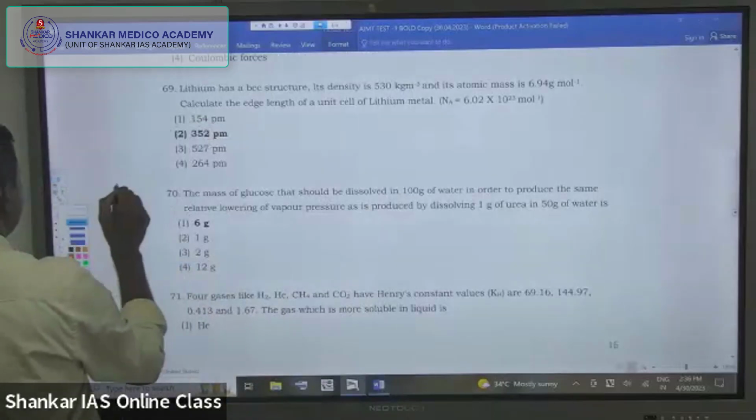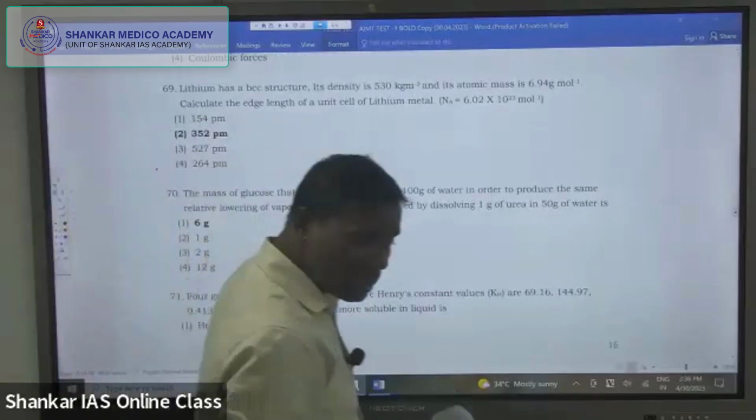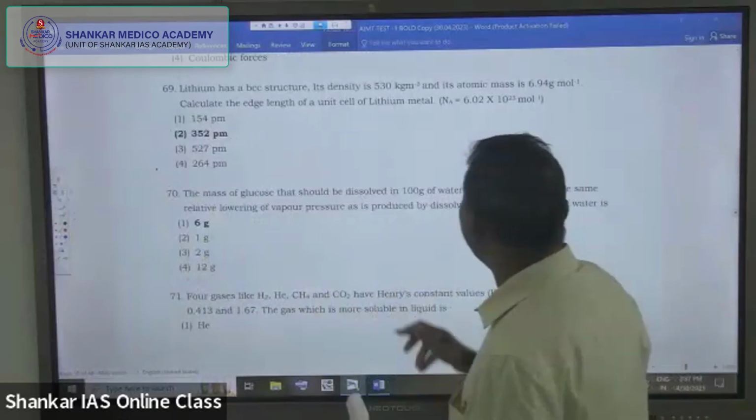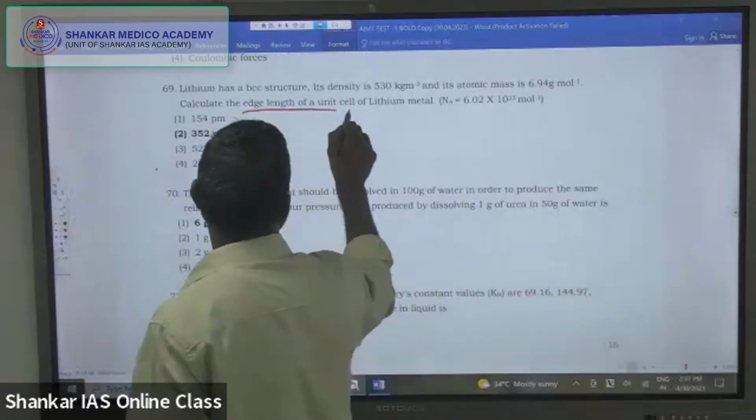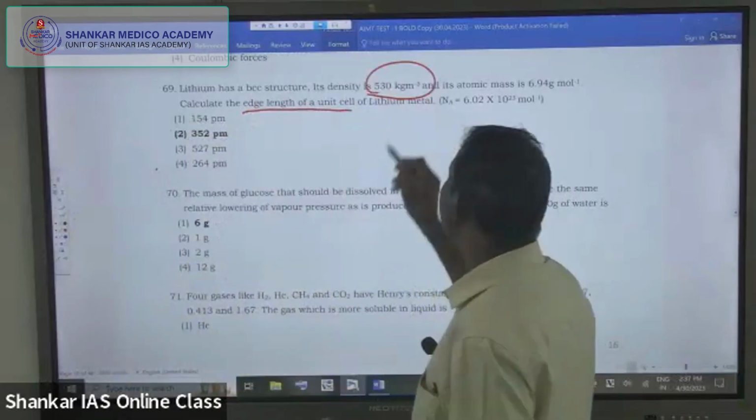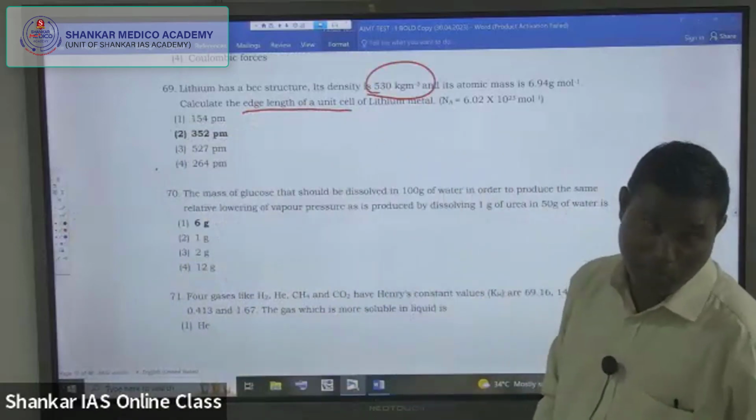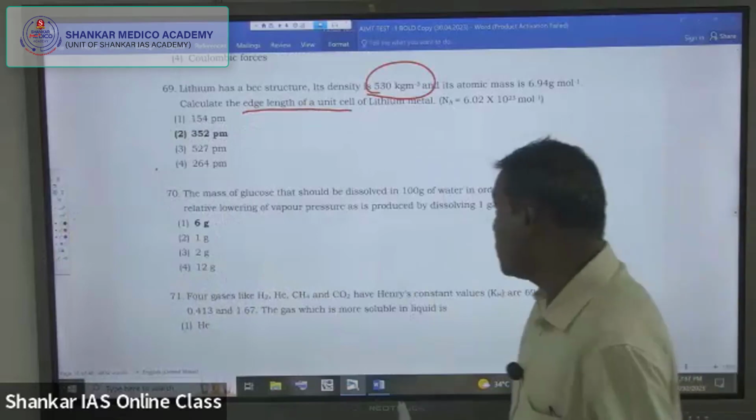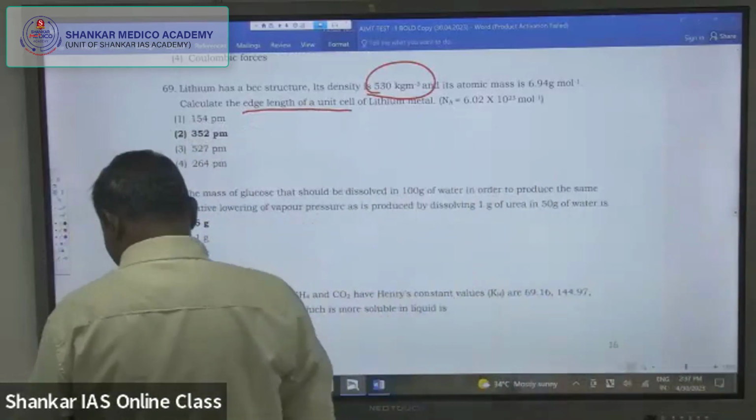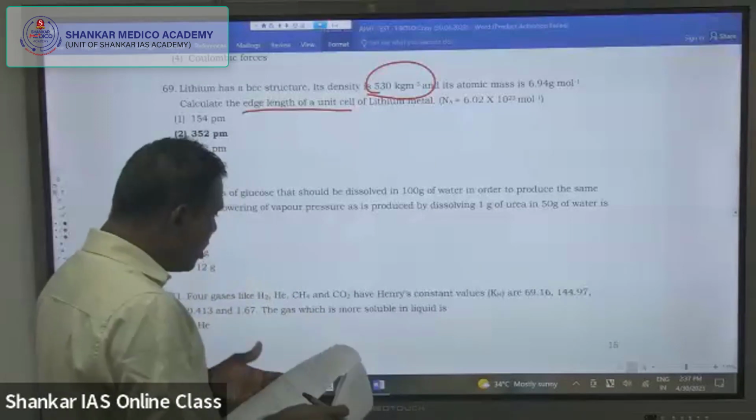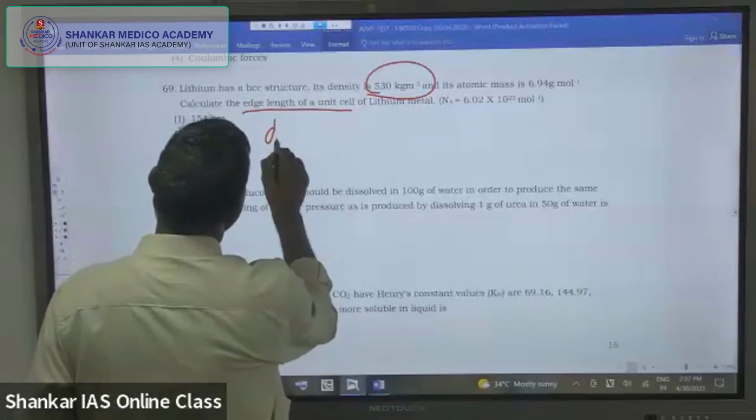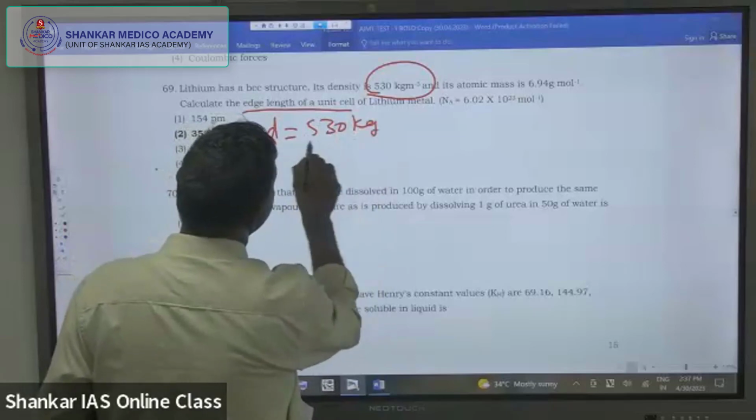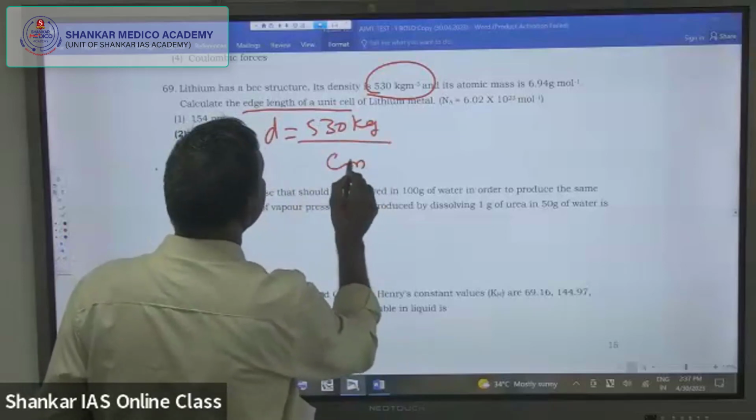Yes, this one. This is a very tough question. I gave the edge length, and the density is 530 kilogram per meter cube, but you need to convert it to gram per centimeter cube. There are many things we should always keep in mind here. So density is equal to 530 kilogram per meter cube.